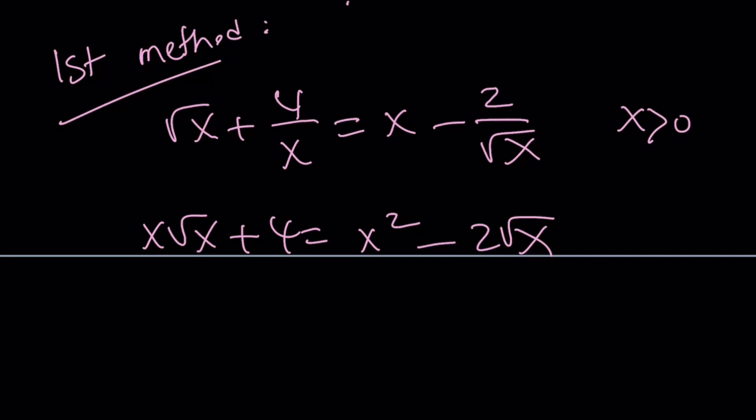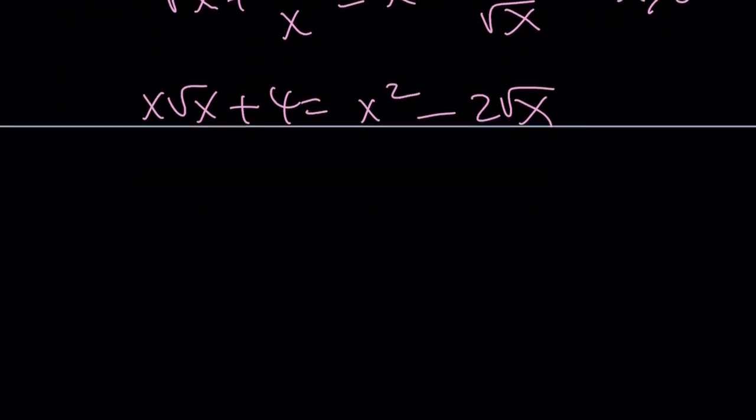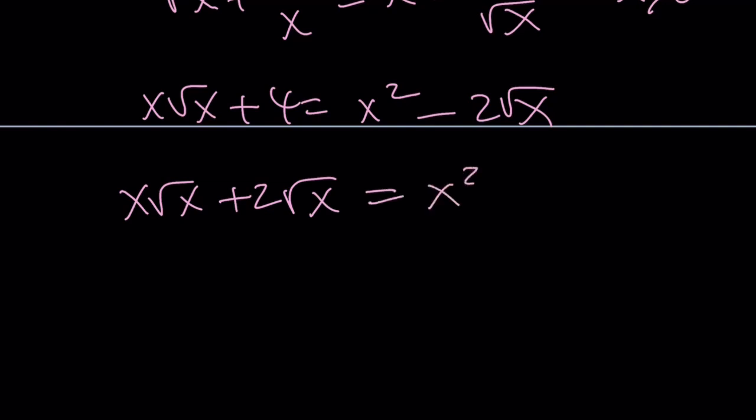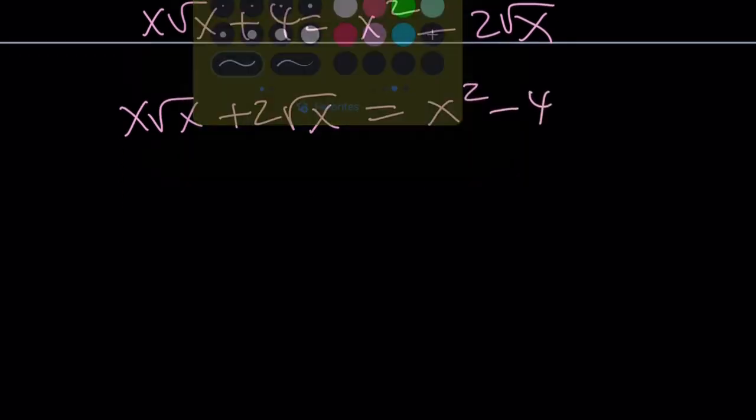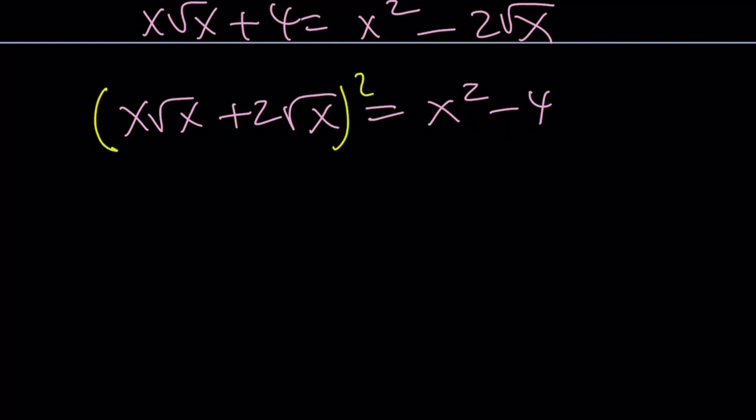Okay, let's put the radicals on the same side, obviously, and then I can write it this way. And then square both sides. Okay, this makes sense, right? We have radicals on the left and non-radicals on the right, so let's make sure we get rid of all the radicals. So if you square x root x, that gives us x squared times x, because square root of x squared is x, right? And x squared is x squared. So this gives us x cubed.